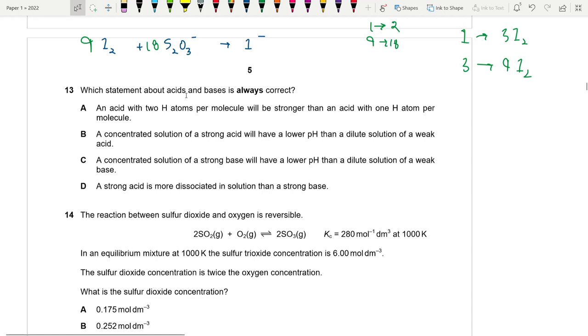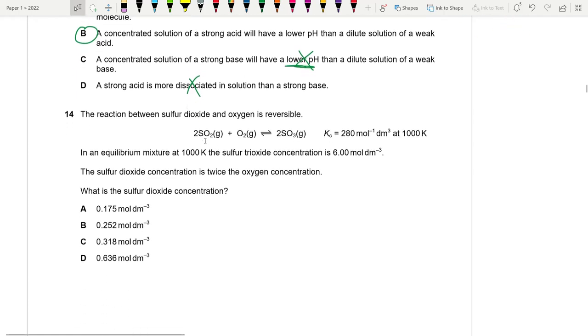Which statement about acids and bases is always correct? An acid with 2 H atoms per molecule will be stronger. No, we never know that because it might be ethanoic acid, so it's a weak acid compared to HCl. So 13A is wrong. A concentrated solution of a strong acid will have a lower pH than a dilute solution of a weak acid. This is 100% true. A concentrated solution of a strong base will have a higher pH. This is wrong. A strong acid is more dissociated in solution than a strong base. Wrong. They are equal. They might be equally dissociated because both of them are strong.